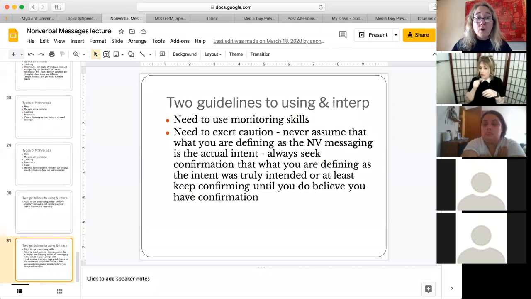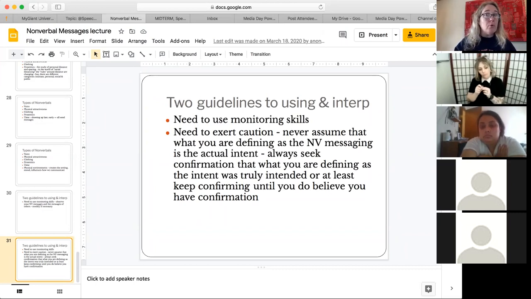But I also want to be very careful when I'm giving definitions. For example, I can observe another person, but I want to be careful about the definitions I give to what I observe, because I may be wrong. It's really smart to think about, what I observed, am I personalizing it and putting my own spin on it, or is what I'm seeing actually happening? The only way I'm going to know that is if I check in and make sure that what I'm defining as that nonverbal communication is actually correct.